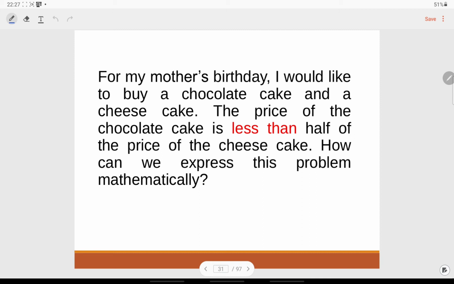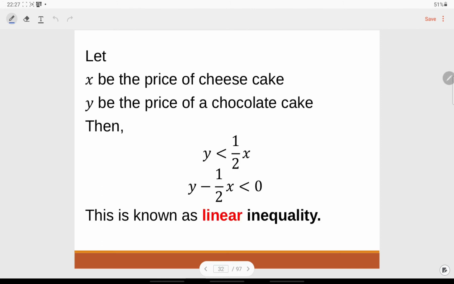For my mother's birthday, I would like to buy a chocolate cake. I'll buy a chocolate cake and a cheesecake. The price of the chocolate cake is less than half of the price of the cheesecake. The question is, how can we express this problem mathematically? In order to do that, we need to use mathematical notations. So the first step is to denote the price of the cheesecake as X and the price of the chocolate cake as Y.